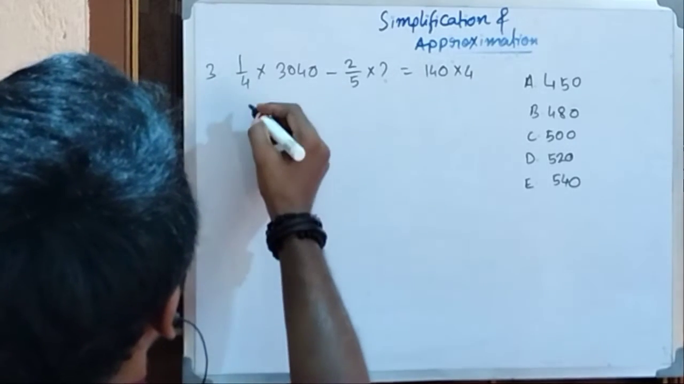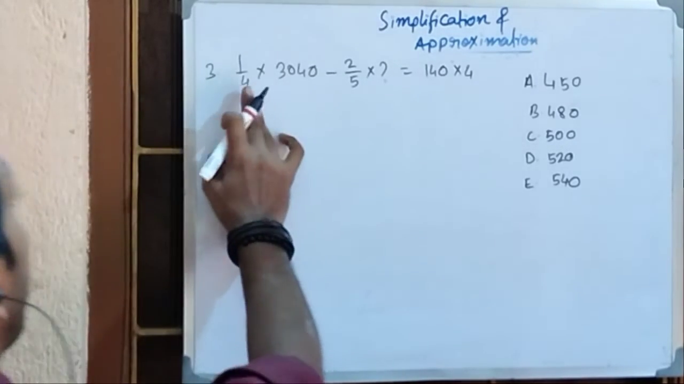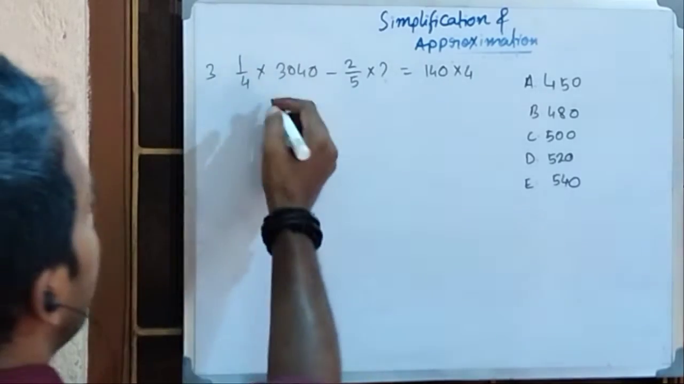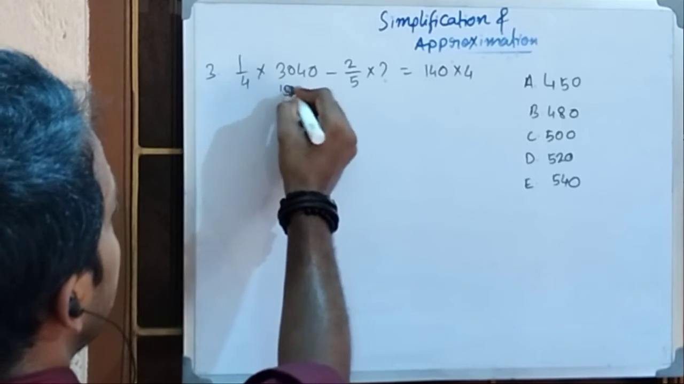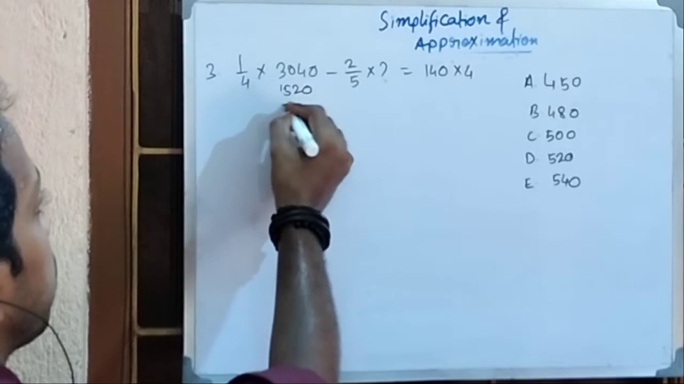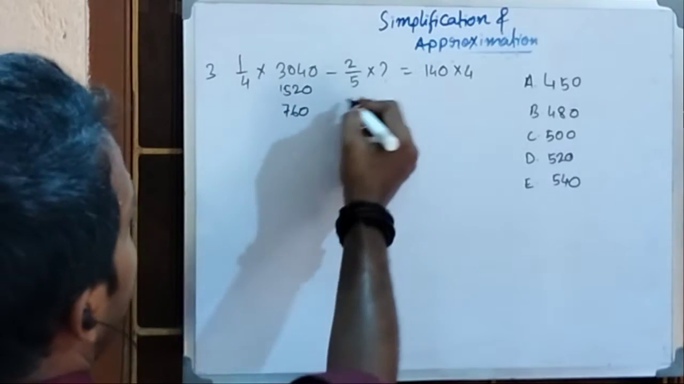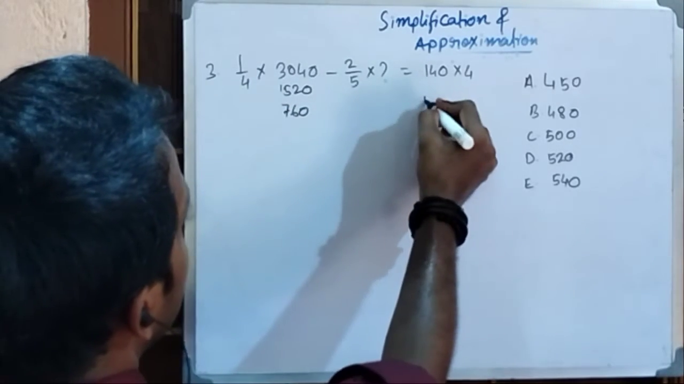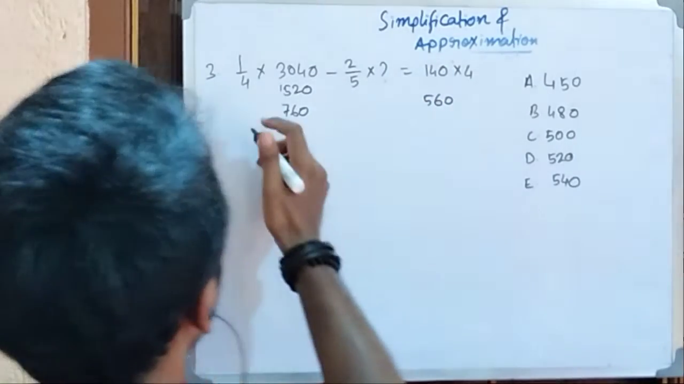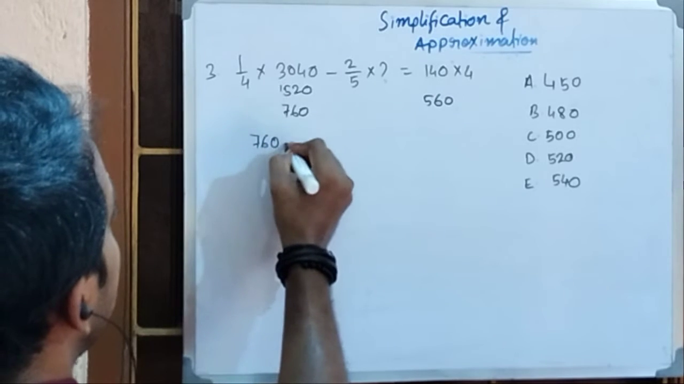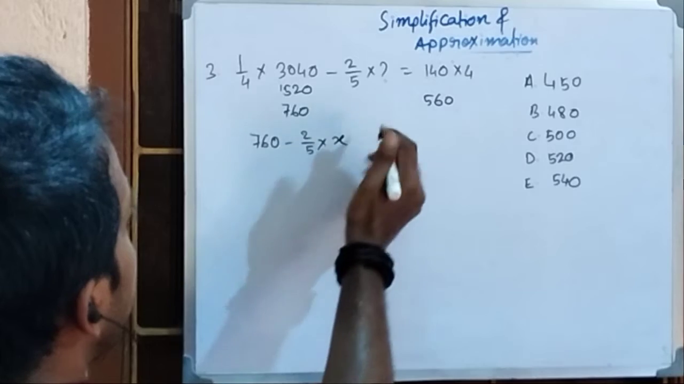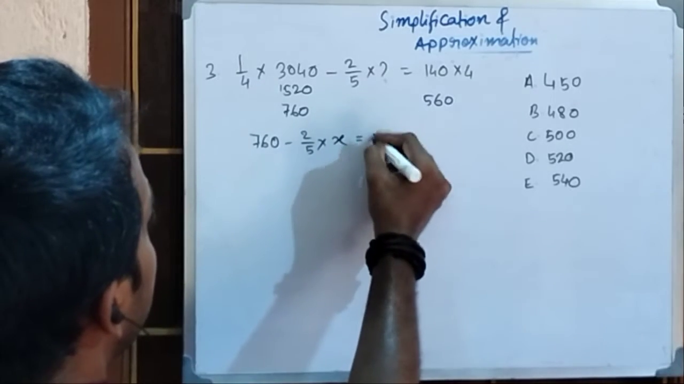Do it fast. Okay, so 1 by 4. What I am doing here, just make it half and again make it half. So 1520 is half of 3040. Again you have to make half of this. So 760, right? And minus 2 by 5 x. This is nothing special. So 4 into 140 is 560, right? So 760 minus 2 by 5, taking x purposefully here to make it a better notation.